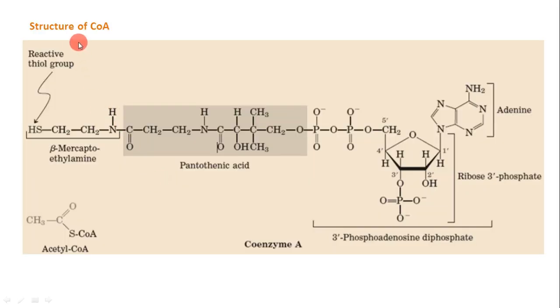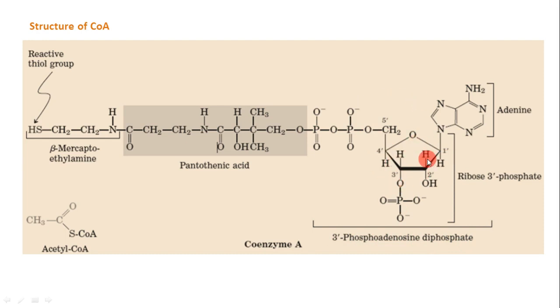Now let us examine the structure of coenzyme A. Coenzyme A mainly consists of three parts. One is 3'-phosphoadenosine diphosphate.